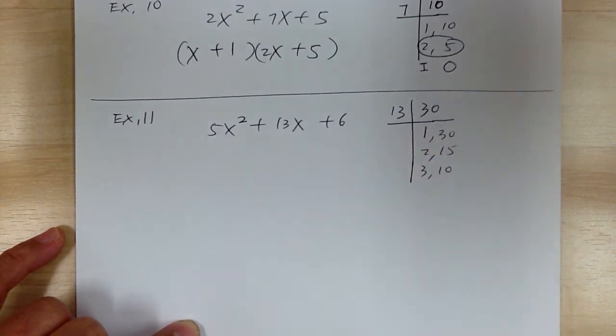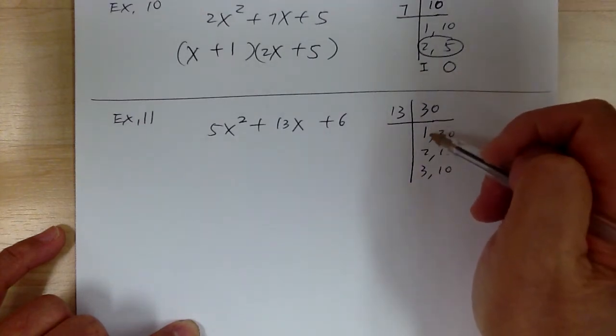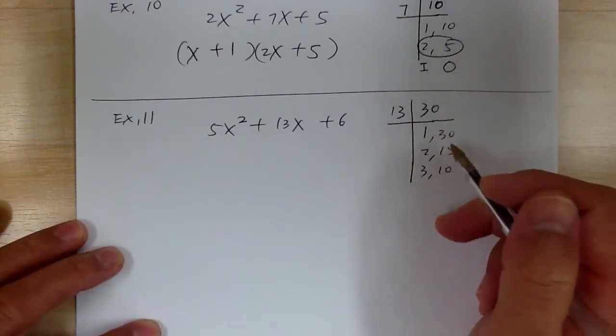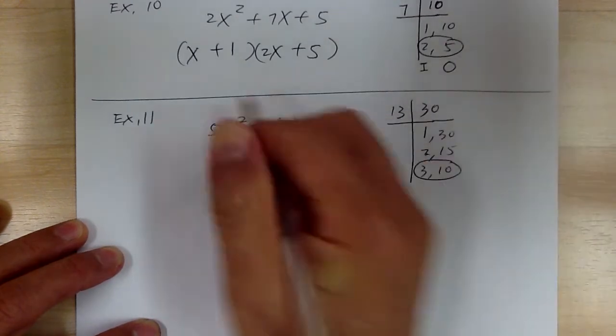You don't have to go 1, 2, 3. But if you don't see it right away, just go down the list. It's much quicker instead of trying to guess. Okay? So 3 and 10 is a correct combination.